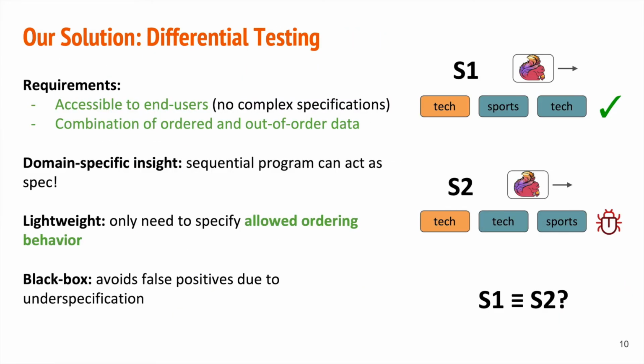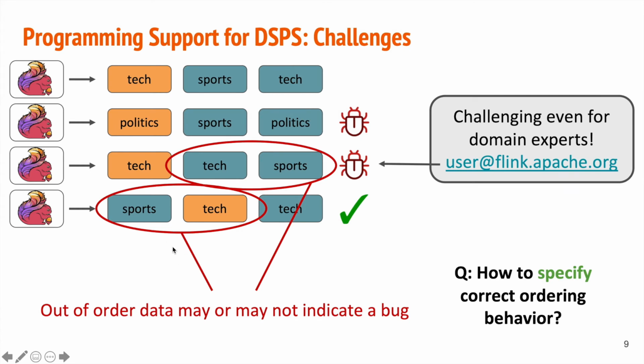So to reiterate, out-of-order data may or may not indicate a bug in applications like this one. And additionally, parallelization for this kind of computation is challenging even for domain experts. We gave this particular computation to domain experts on the Flink user mailing list, and the second parallel solution that's wrong is actually the solution that was come up with on the mailing list. So it's not straightforward to parallelize these. And because out-of-order data may or may not indicate a bug, the question of checking correctness becomes, how do we specify correct ordering behavior? That becomes really the core challenge here.